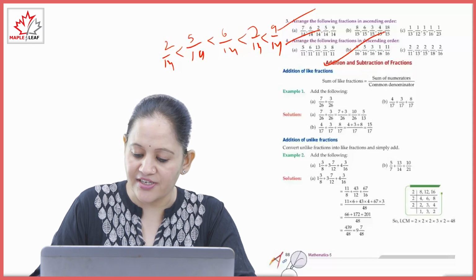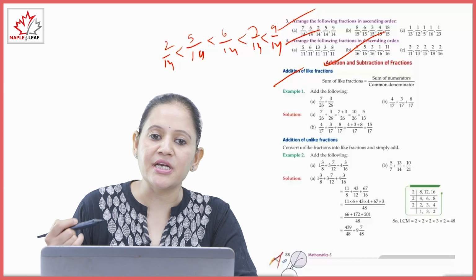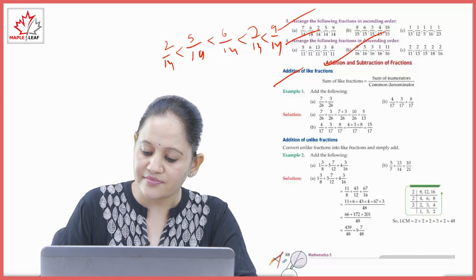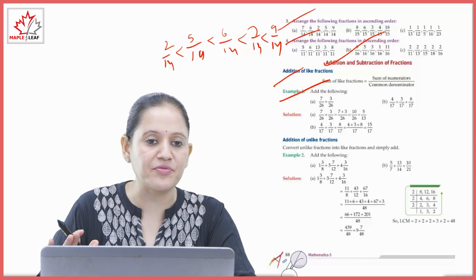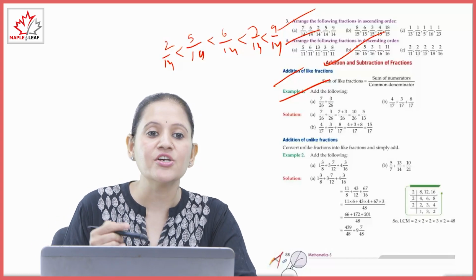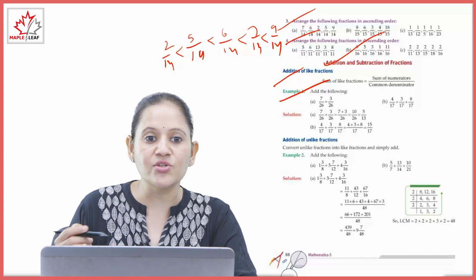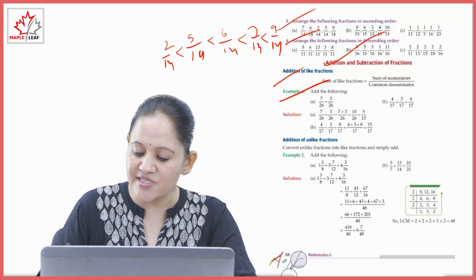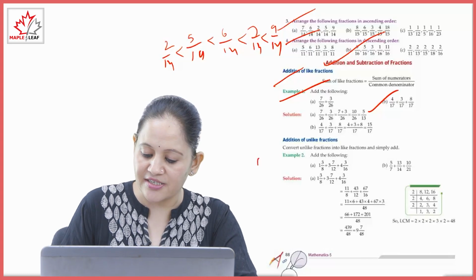First, addition of the like fraction. For the sum of the like fraction, that is equals to sum of numerator upon common denominator. We'll take an example here. Add the following. 7 upon 26 plus 3 upon 26. Denominator same है, like fraction है. So simply we'll add the numerator. 7 plus 3 upon 26. So that is equals to 10 upon 26. Lowest में change करेंगे, that is 5 upon 13. Clear? Next, addition of unlike fraction.